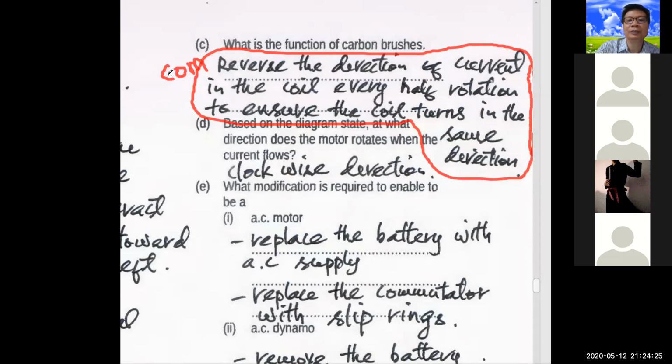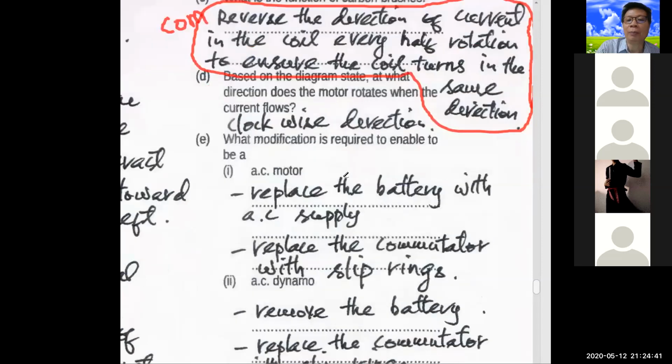Next. So, jot out the answer for carbon brush already. All right, next one. Based on the diagram, at what direction does the motor rotate? So, it's clockwise direction. I explained to you already. Okay, clockwise direction. Then what modification is required to enable it to be an AC motor, DC dynamo?